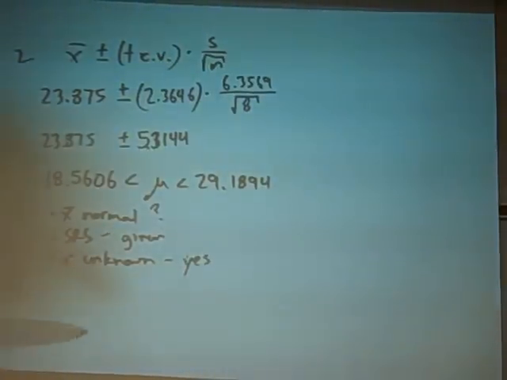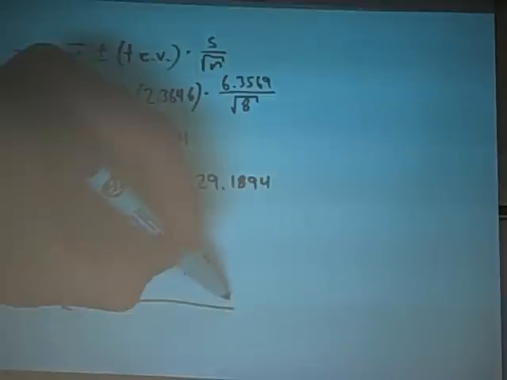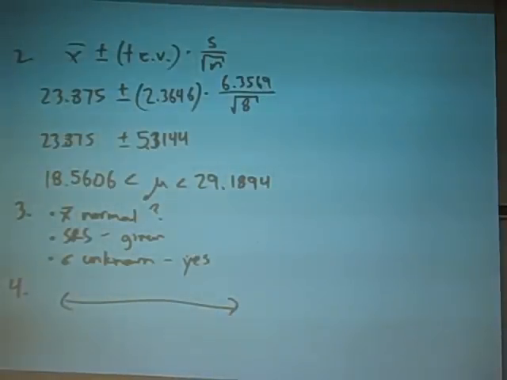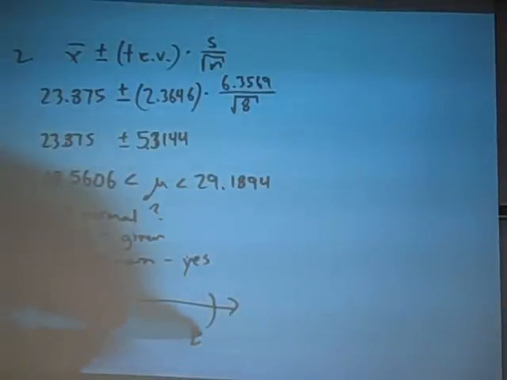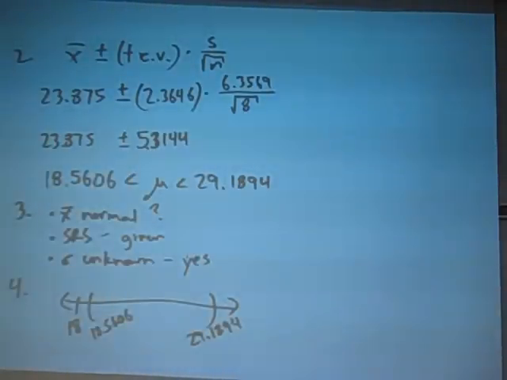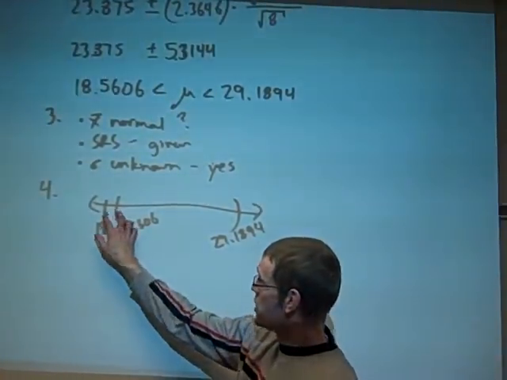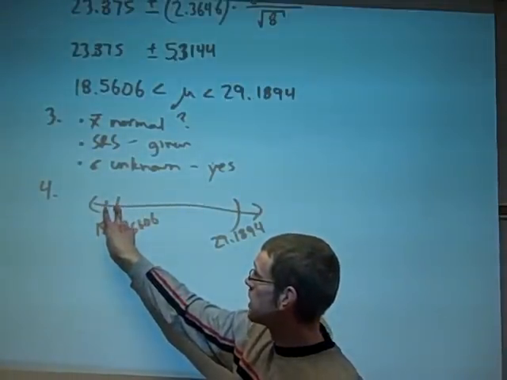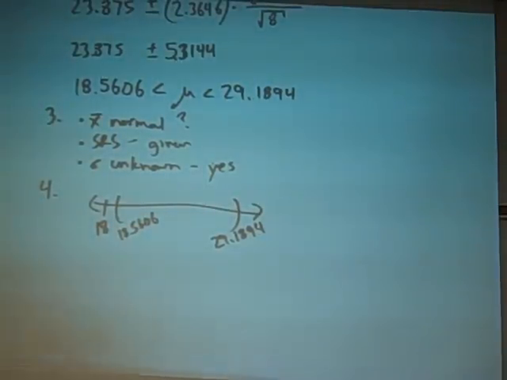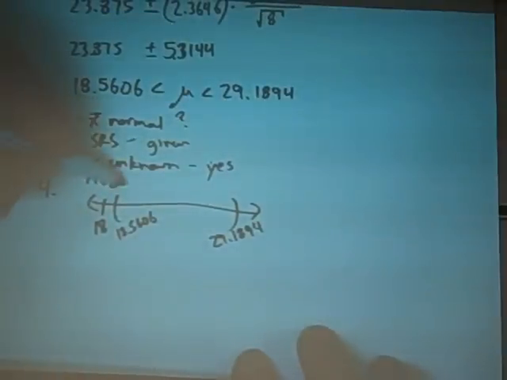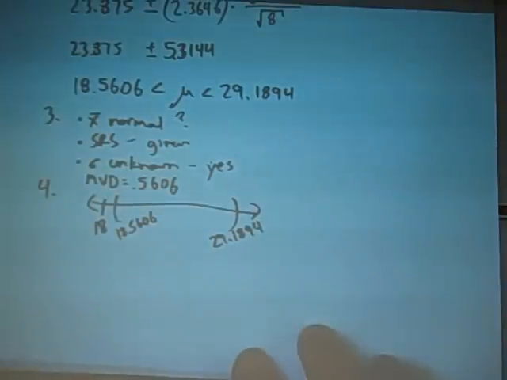But in part 4, is it reasonable to think that mu is 18 according to our interval, assuming that we're valid in creating this interval? No. The answer is no. Here's our mu claim, and our interval goes from 18.5606 up to 29.1894. So the answer is no, it's not reasonable to think that mu is 18, and this little distance right there is called what? MVD, and our MVD in this case is 0.5606.